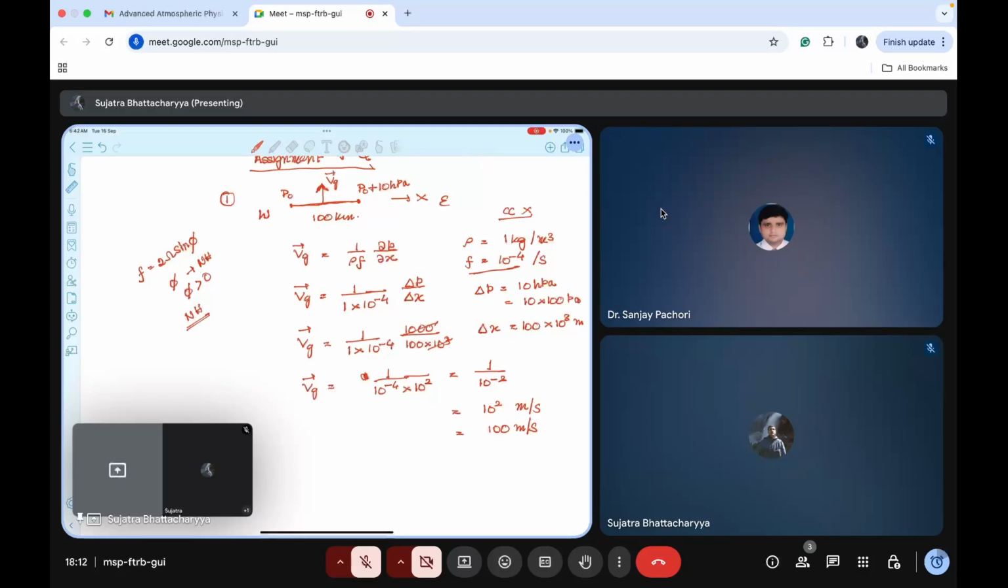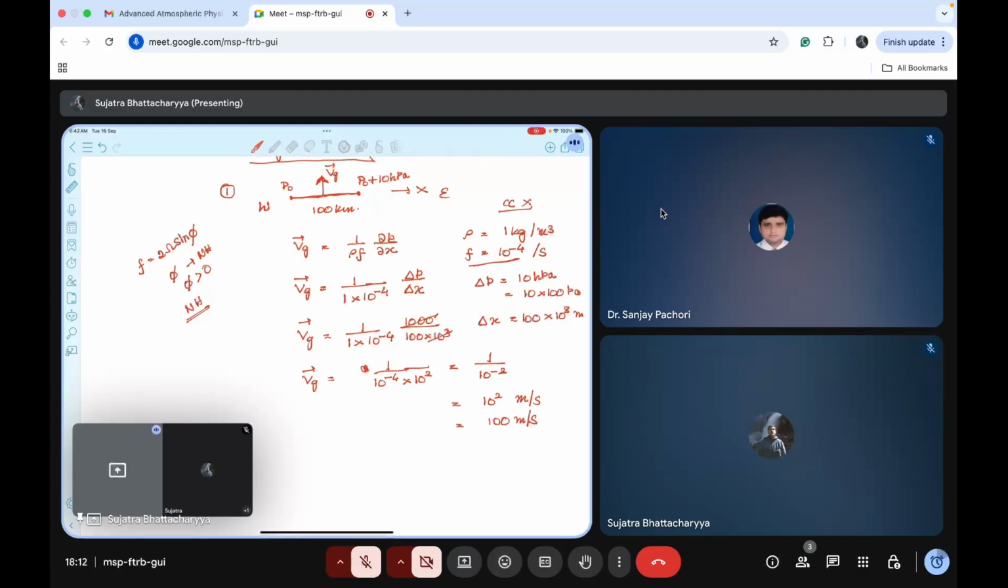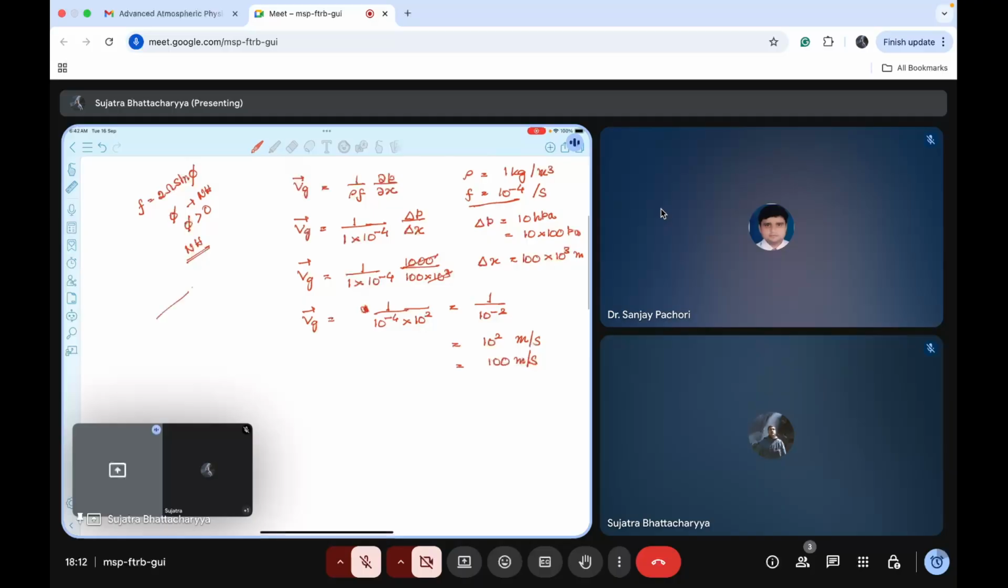Correct? This is fine. So if it is in the northern hemisphere, then where should the geostrophic wind be? We have discussed it in the last session. That is, if you have a low pressure isobar and there is a high pressure isobar. Okay, there is a pressure gradient. Then which direction should it move? It can be this or this. Which direction should it move? It should move this way, so that to its left in the northern hemisphere, you will get the low pressure isobar.